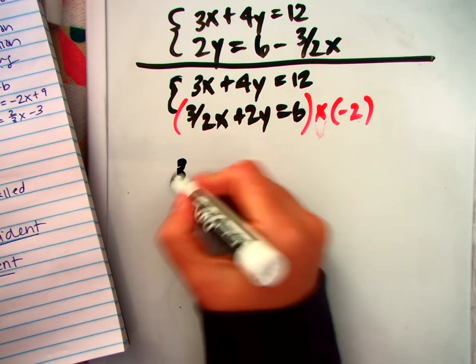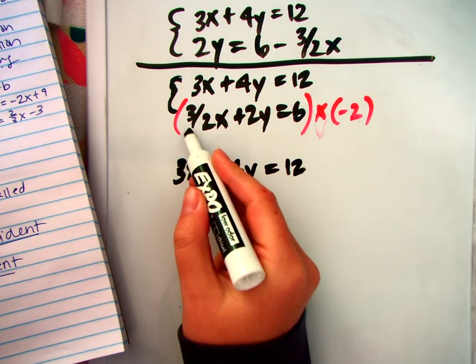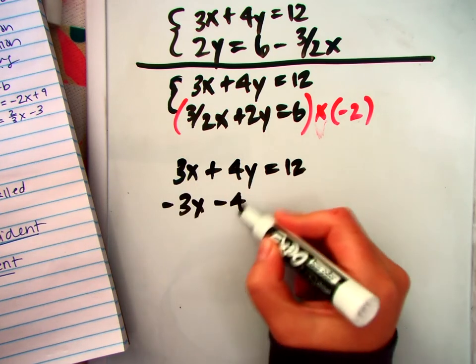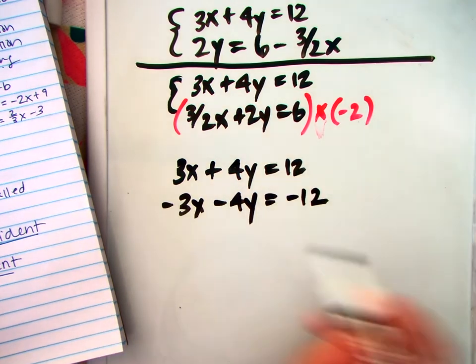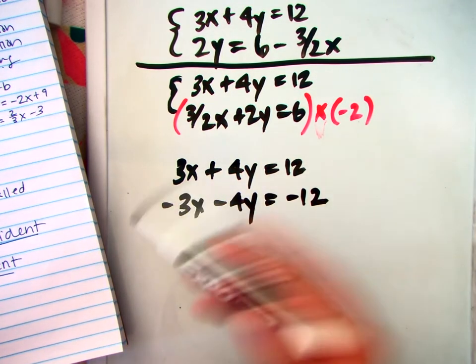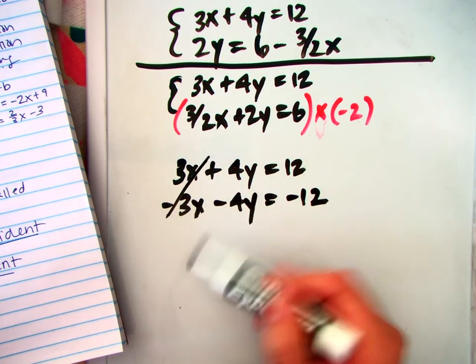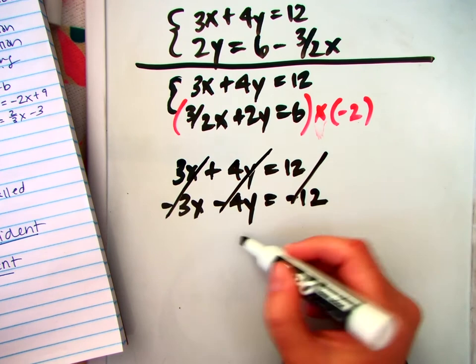So I have 3x plus 4y equals 12. The second equation becomes -3x minus 4y equals -12. So now when I go to add them, this is one of those weird ones: 3x minus 3x, that's 0. 4y minus 4y is 0, and then I have 12 minus 12, which is also 0.